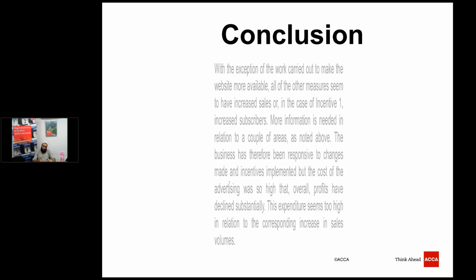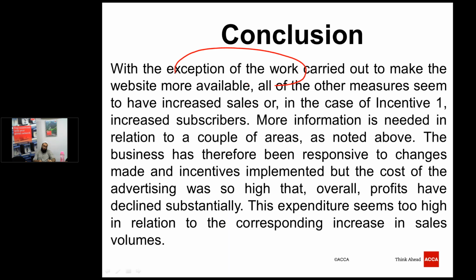So with the exception of few things, all other measures seem to have increased the sales. You got it? So this is the best way to conclude. In conclusion, we do not repeat everything again. We just highlight the few issues. So what I wrote, with the exception of few, all other things have increased the sales. Now just highlight the issue.